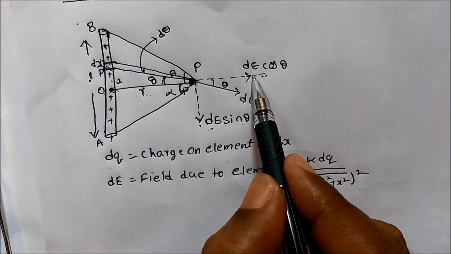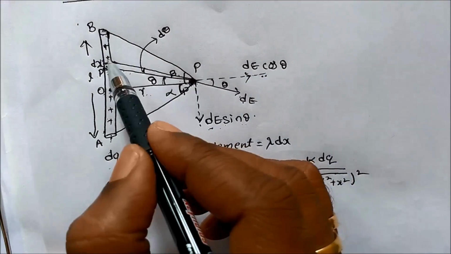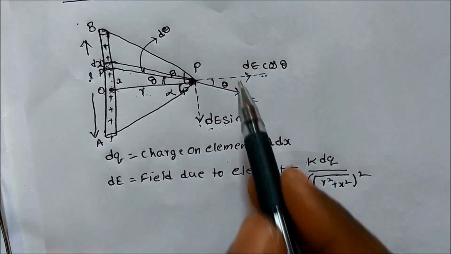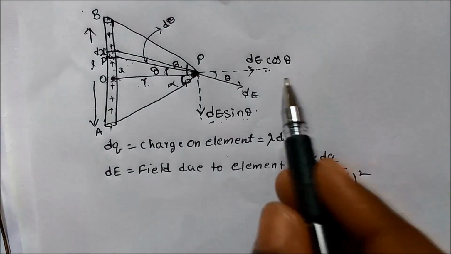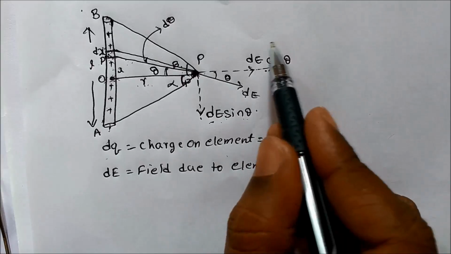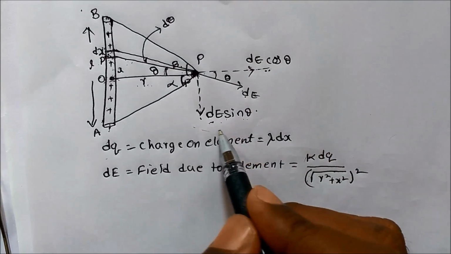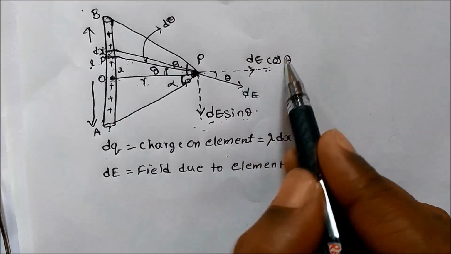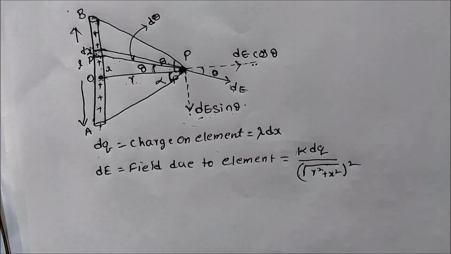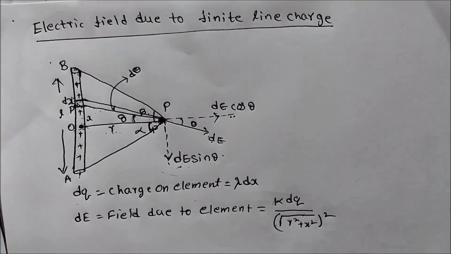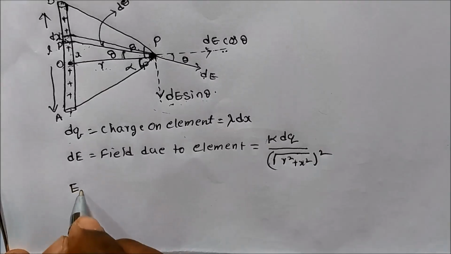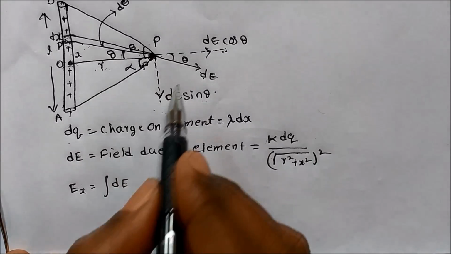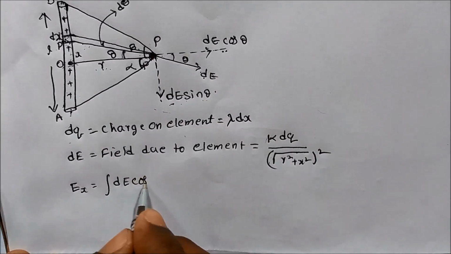Now, like this, for all the elements, the field intensities we can resolve into two components. All the x components, if you add, will give the total field intensity x component, and all the y components, if you add, will give the y component of the total field intensity. Instead of adding, we are integrating. First, we find the field intensity in the x direction, which I am considering as Ex. Ex is equal to the integral of the x component of dE, that is dE cos theta.